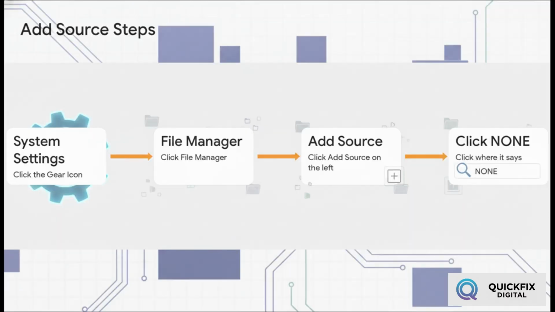All right, here is the exact sequence to input that URL, coming directly from the Wireless Shock guide. Step 1, at the top left of your Kodi home screen, click the System Settings, that familiar little gear icon. Step 2, click File Manager. Step 3, over on the left side of your screen, click Add Source. And Step 4, a box is going to pop up, and you need to click right where it says None. This basically tells the system, hey, I'm about to provide a brand new custom web path.